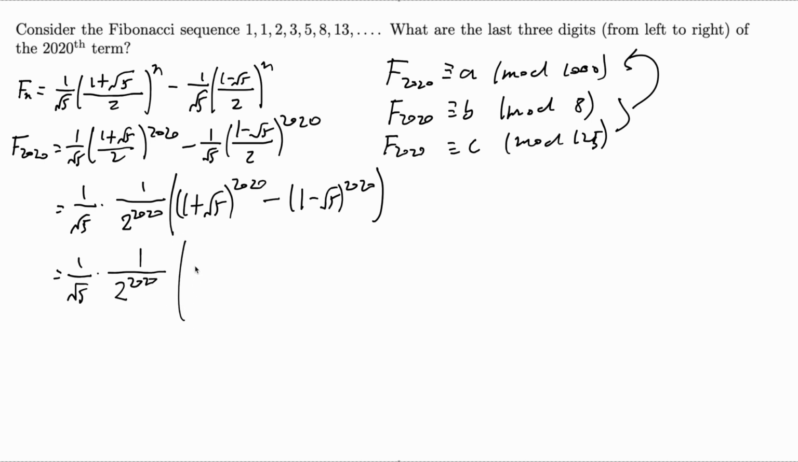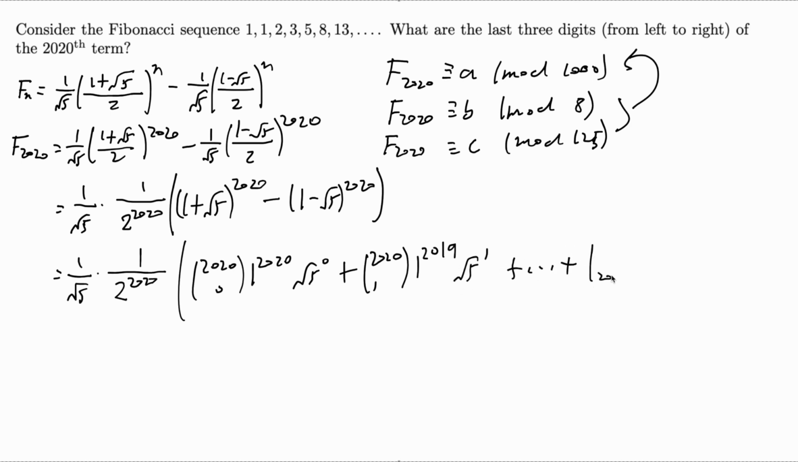Times we have 2020 choose 0, and then we have 2020 choose 1 times root 5, plus 2020 choose 2, and so on until we have 1 to the 0 and root 5 to the 2020. And then we need to subtract this one.